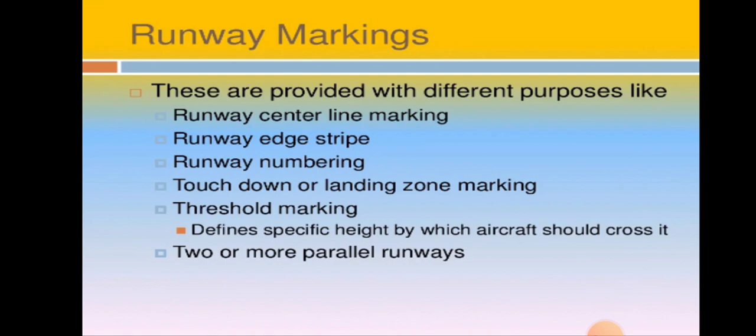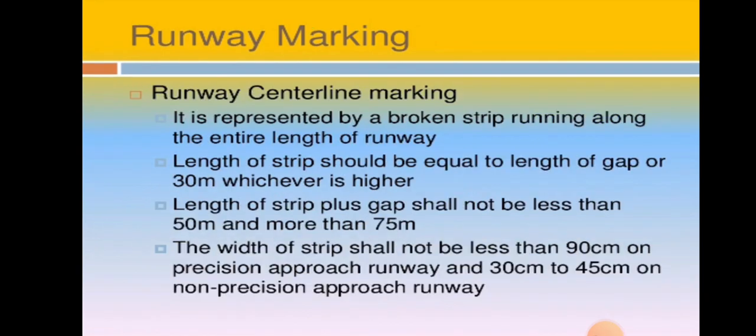Runway markings. These are provided with different purposes like runway centerline marking, runway edge strip, runway numbering, touchdown or landing zone marking, threshold marking, which defines the specific height by which the aircraft should cross it, and two or more parallel runways. Runway centerline marking is represented by the broken strip running along the entire length of the runway.